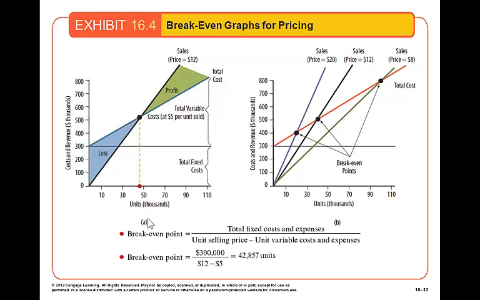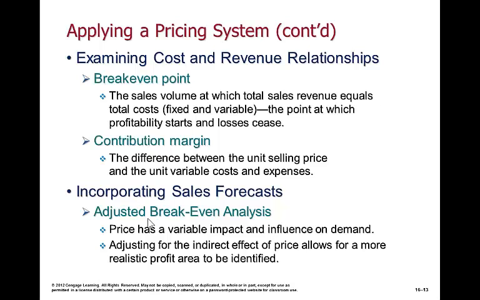And so now the challenge becomes for us to figure out exactly where we want that break-even point to be and where it can be in order to maximize our profit. So we look at the sales volume and demand that's going to allow us to do that. Look down here at the contribution margin. It's the difference between the unit selling price and the unit variable cost and expenses. Okay, that's the contribution margin.